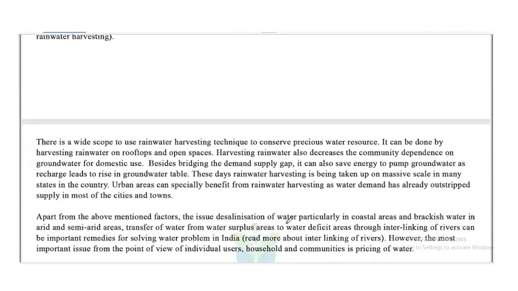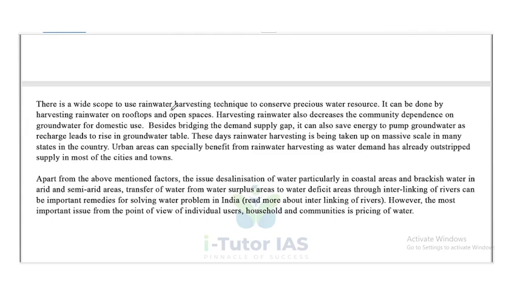Now, there is a wide scope to use rainwater harvesting technique to conserve precious water resources. It can be done by harvesting rainwater on rooftops and open spaces. Harvesting rainwater also decreases the community dependence on groundwater for domestic use. Besides bridging the demand-supply gap, it can also save energy to pump groundwater as recharge leads to rise in groundwater table. These days, rainwater harvesting is being taken up on a massive scale in many states in the country. So today many states are following this technique.